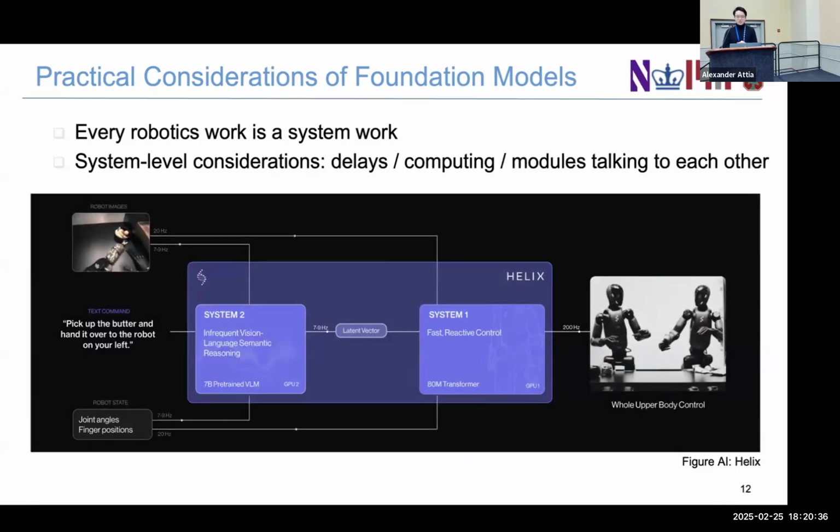As I mentioned earlier, in this very recent example from Figure AI, the so-called Helix engine combines a high-level 7 billion parameter pre-trained VLM and an 80 million parameter transformer, respectively as System 2, reasoning about the task and the environment, and System 1, which generates high-frequency, high-frame-rate actions that can be executed in the real world. So different modules might be good at different things, but if you want them to work very nicely with each other, system-level design and system-level considerations are extremely important.